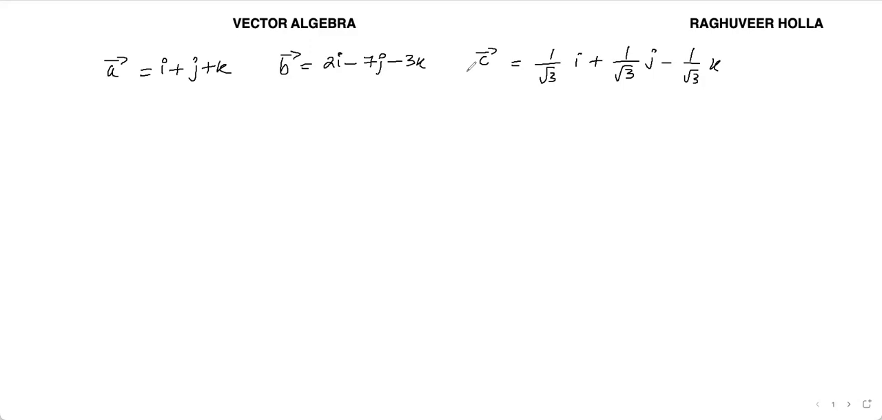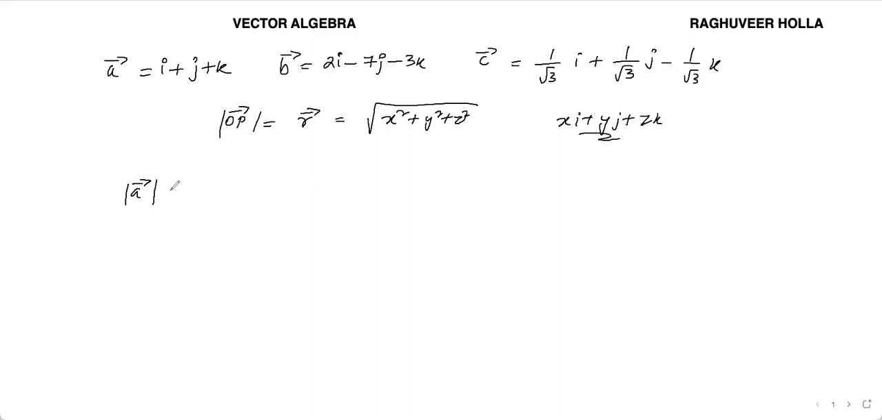Now let us find the magnitude of these vectors A, B, and C. The general formula for this: suppose I consider OP as a vector, the magnitude of this vector is represented by R, which is the square root of x square plus y square plus z square, where the general form of the vector is xi plus yj and zk.